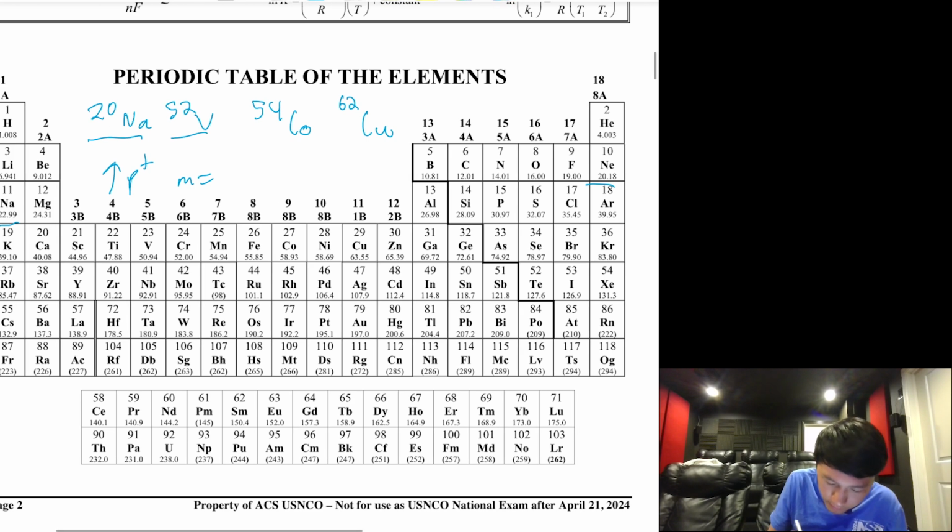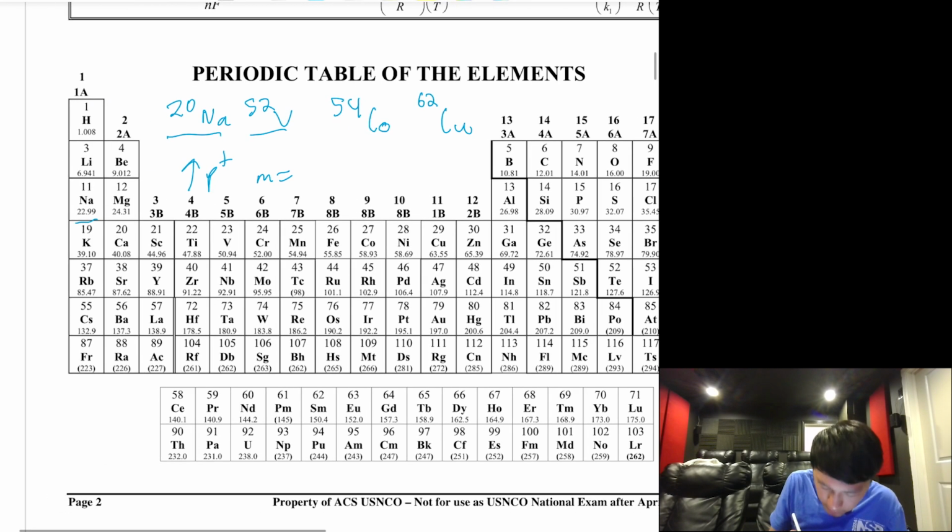Now, for vanadium-52, vanadium has a molar mass usually of around 51. If we increase this proton count, it would go to chromium, and its mass would stay the same. It would still be 52. And that's clearly what chromium is supposed to be like, based off of the value on the periodic table. So we know vanadium is going to be our correct answer.